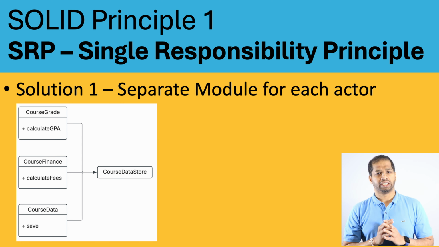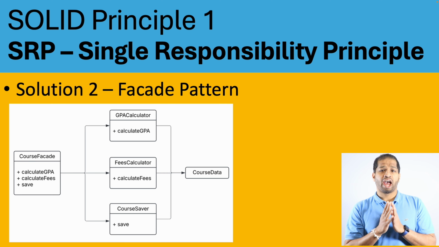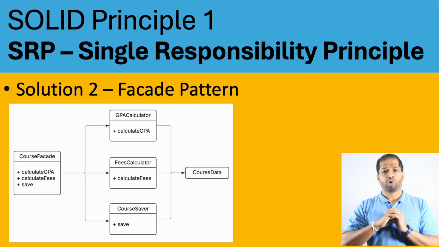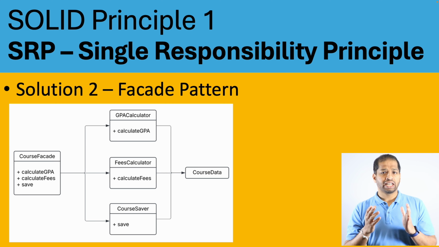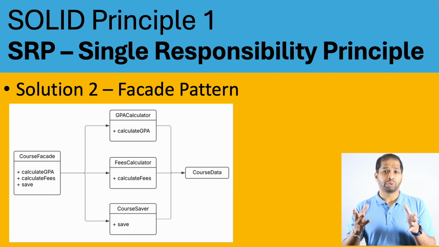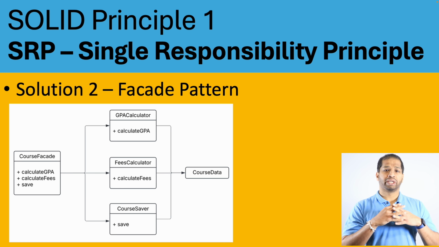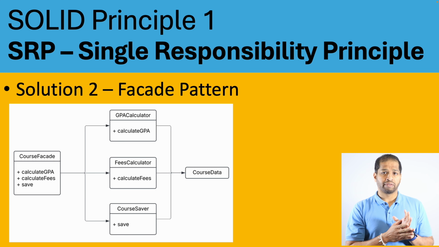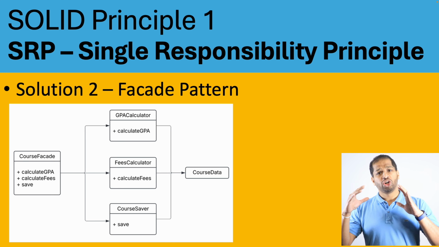The second solution is to use the facade pattern. Here we define a CourseFacade template and provide a blueprint for other classes that want to use Course. The facade class is responsible for instantiating and delegating to the classes with the functions. Next, we can define GPACalculator, FeesCalculator, and CourseSaver classes as derived from the CourseFacade.